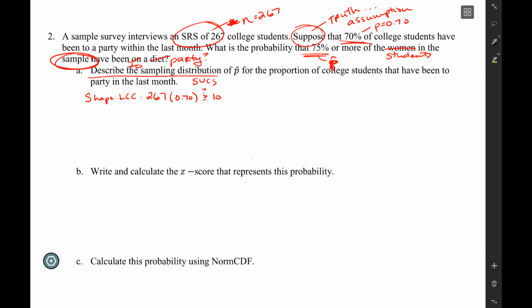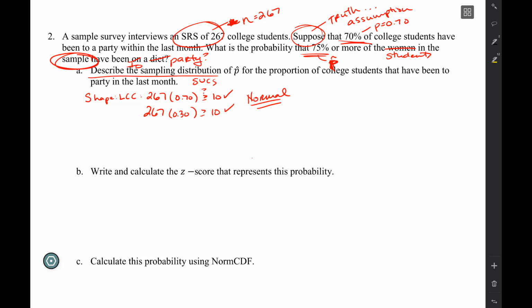And I don't know this off the top of my head, but I am very confident that that is true, because I know, hey, what's 10% of 267? It's 26.7. So that is obviously greater than 10, because 70% is more than 10%. So we're fine there. Now I have to do the other side of this, and we say what's n times 1 minus p? And that's 267 times 0.30. And we want to know, is this going to be greater than or equal to 10? Well, by the same logic, yes, that is going to be satisfied. So since both of these are satisfied, then I know that the sampling distribution is going to be normal.